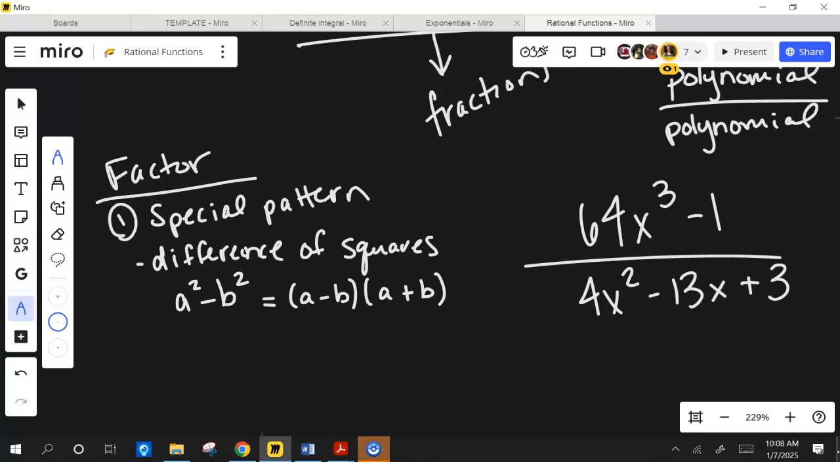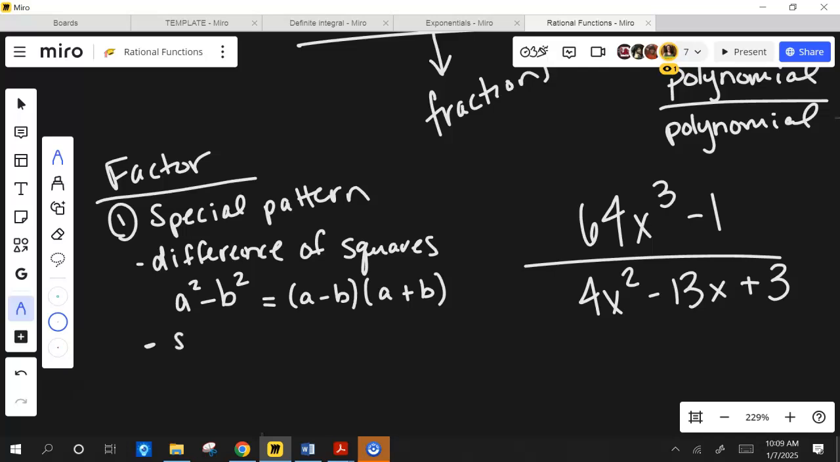Does it work if it's a squared plus b squared? No, it only works with a difference. Well, that's okay because it works with cubes. That's why it's confusing. It doesn't work with squares, but it works with cubes. So I only have a difference of squares, but I have a sum and difference of cubes. And that's what makes it confusing to me. All right, that's the first special pattern.